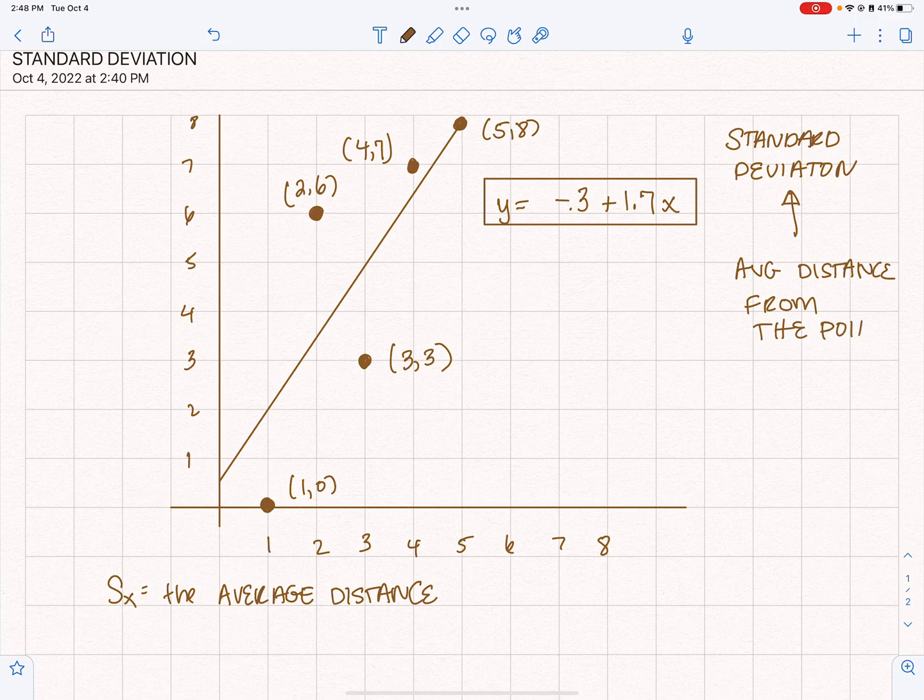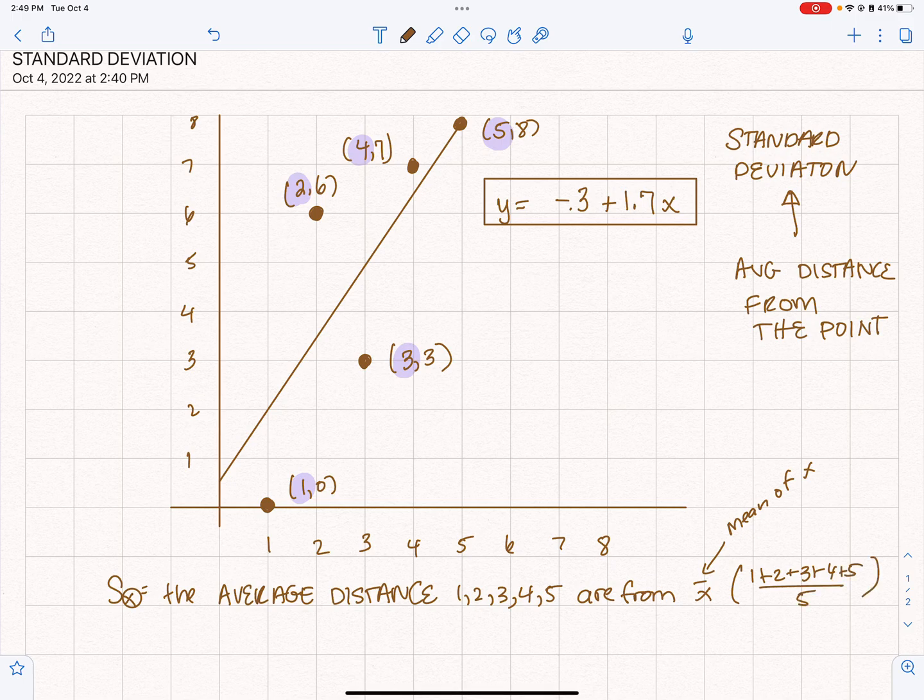So let's look and see, first of all, the average distance, what are we talking about? Well, SX, meaning I want the standard deviation of x's. So my x's are 1, 3, 2, 4, and 5. So the standard deviation that 1, 2, 3, 4, and 5 are from x bar. X bar means the mean of x. And the mean of x is just calculated by 1 plus 2 plus 3 plus 4 plus 5 divided by 5. And that gets the mean of x.